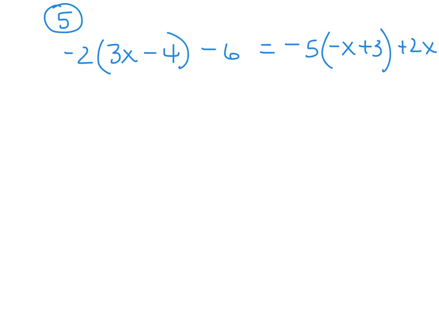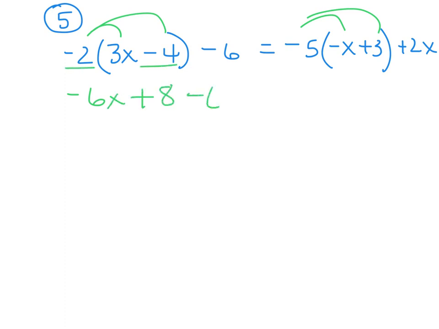Alright, so I'm going to start by doing both distributive properties. So if I take negative 2 times 3x, that's negative 6x. Negative 2 times negative 4 is plus 8. Bring down my minus 6. Over here, there's an imaginary 1, so negative 5 times negative 1x is 5x. Negative 5 times positive 3 is negative 15, and then bring down my plus 2x.